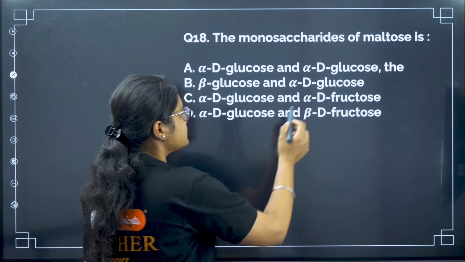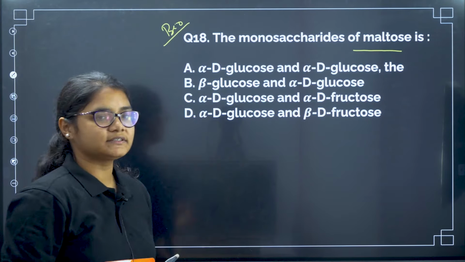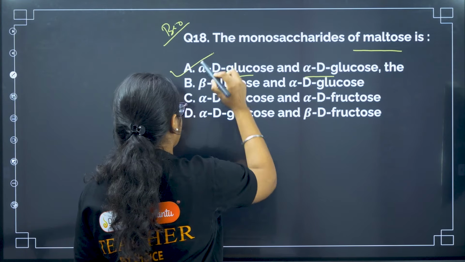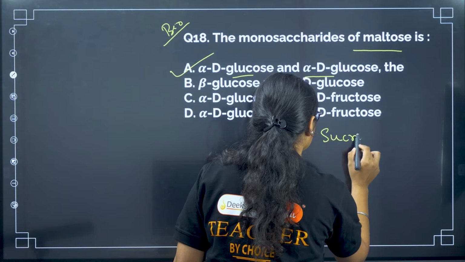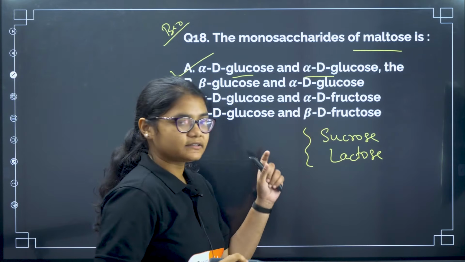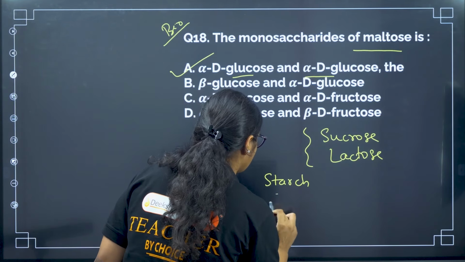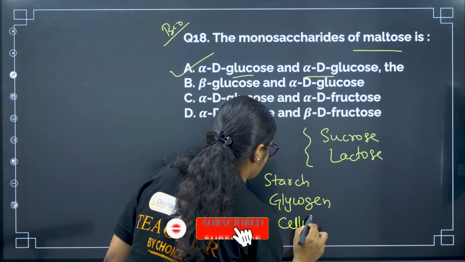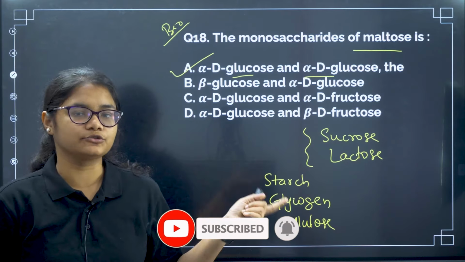Next, the monosaccharides of maltose. This question is again from your biomolecules chapter. Maltose is a disaccharide made up of alpha D glucose and alpha D glucose. Correct answer is option number A. You should also practice sucrose, lactose, and maltose, these 3 disaccharides, and in polysaccharides you should prepare starch, glycogen, and cellulose. You should remember their monosaccharide units and the carbon numbers connecting them.